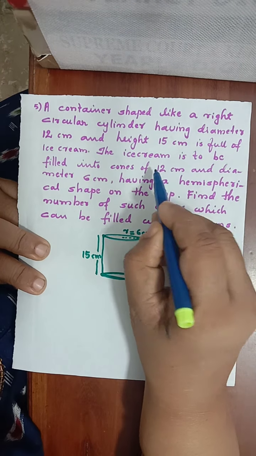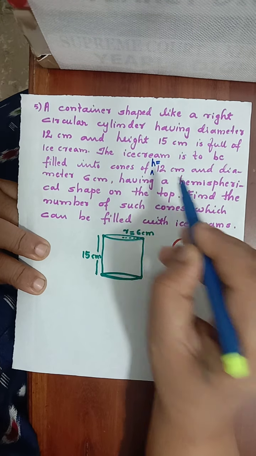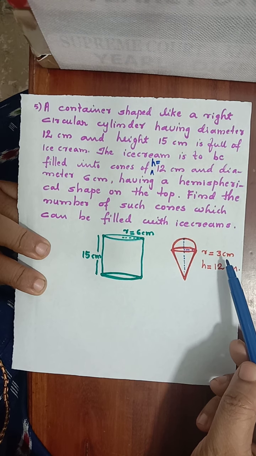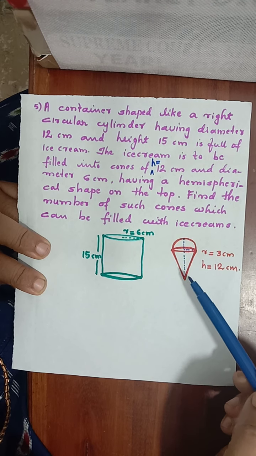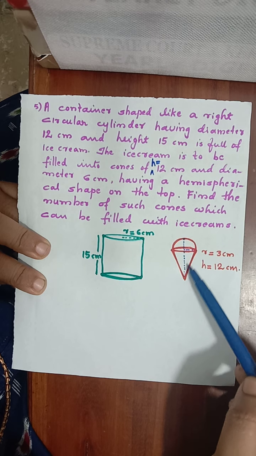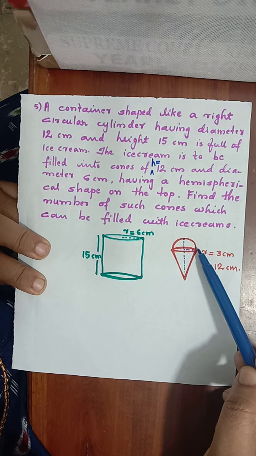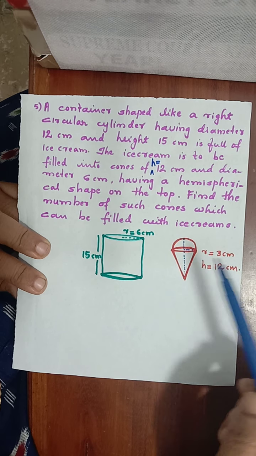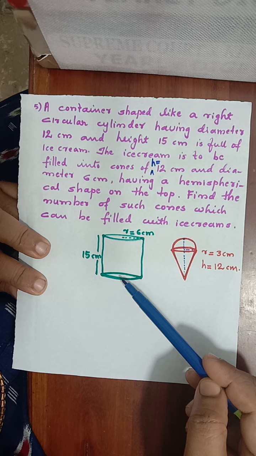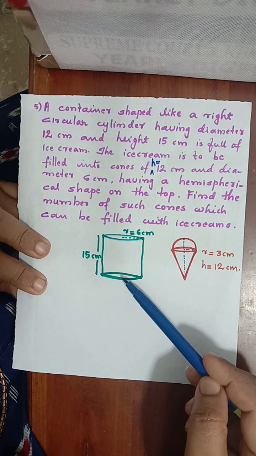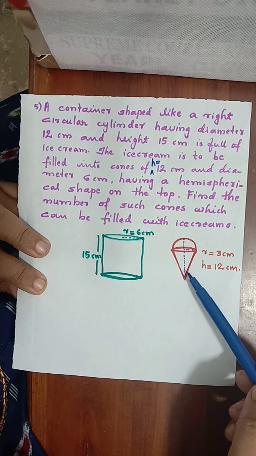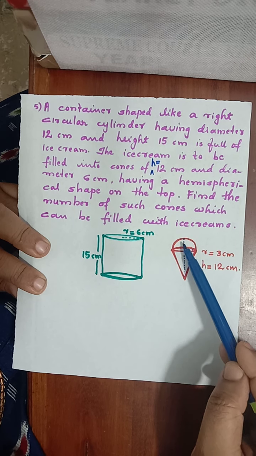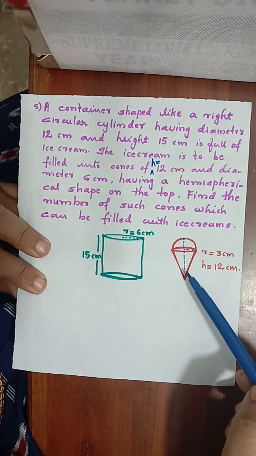Cones of height h equal to 12 centimeter and diameter 6 centimeter, so radius equal to 3 centimeter, having a hemispherical shape on the top. Find the number of such cones which can be filled with ice cream. So the cylinder is big enough, it's a big cylinder, whereas these cones attached with the hemispherical portion are small. So how many such ice cream cones can be there?